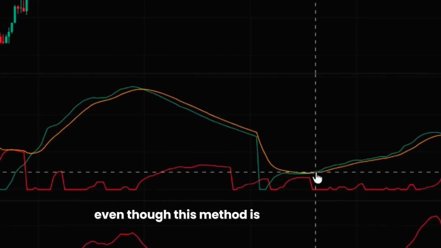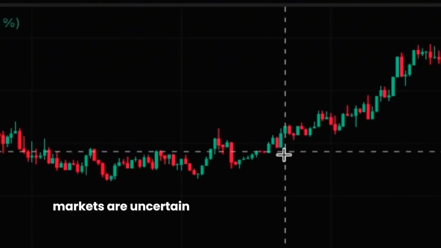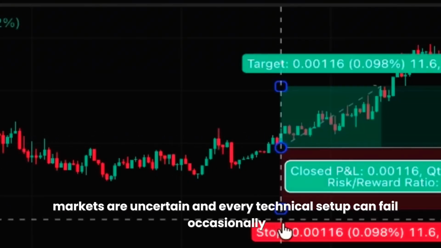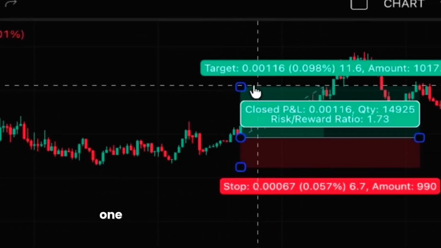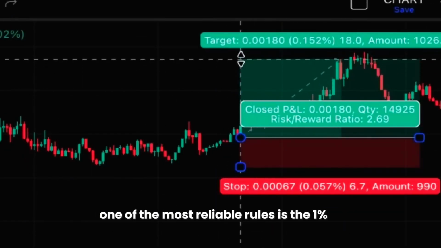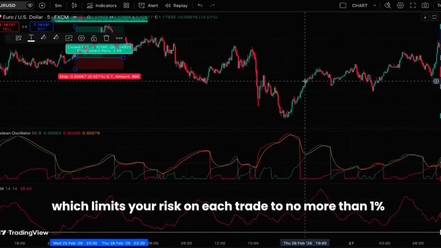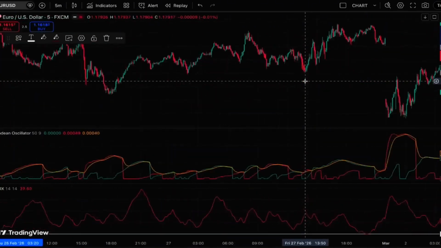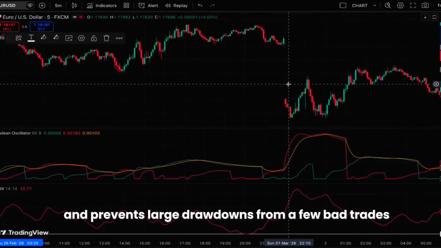Even though this method is highly accurate, no strategy in trading can achieve a perfect win rate. Markets are uncertain, and every technical setup can fail occasionally. That's why proper risk management is vital. One of the most reliable rules is the 1% rule, which limits your risk on each trade to no more than 1% of your total trading capital. This keeps you consistent and prevents large drawdowns from a few bad trades.